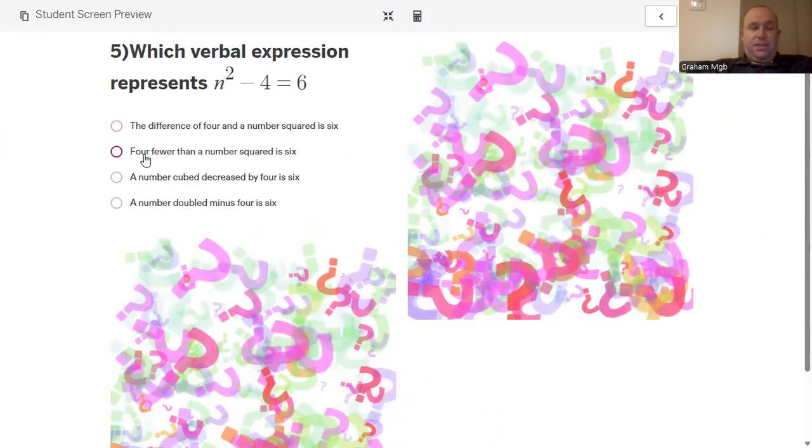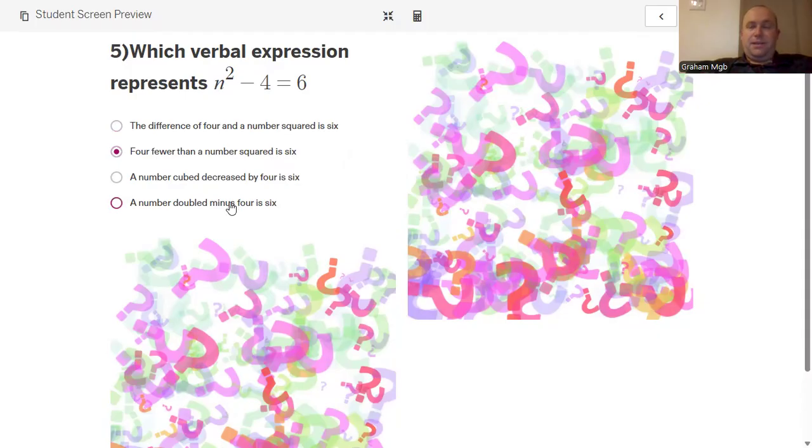Now, a lot of people ignore B straight away because they see 4 at the start, but then they don't see 4 here. However, fewer than does mean subtract, but it's also one of our turnaround words. So instead of being 4 at the beginning, 4 is actually at the end of the subtraction, as you can see that it is here as well. A number squared, that is definitely this. So although it looks like it's the wrong way around, fewer than is that turnaround word, which will put it the correct way around. And is 6, that means we found our answer for this one.